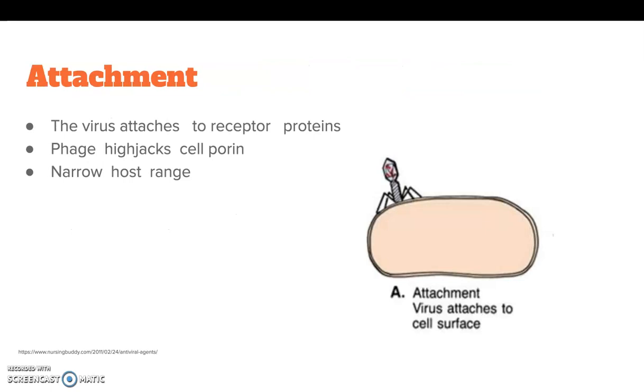In attachment, a virus attaches to a specific receptor site on the host cell membrane through attachment proteins in the capsid. The specificity of this interaction determines the host and the cells within the host that can be infected by a particular virus. Phage hijacks normal cell porin and has a narrow host range.